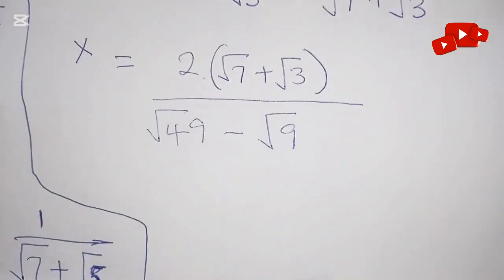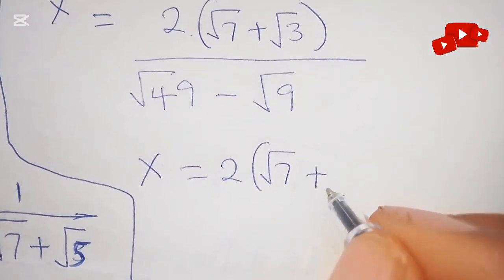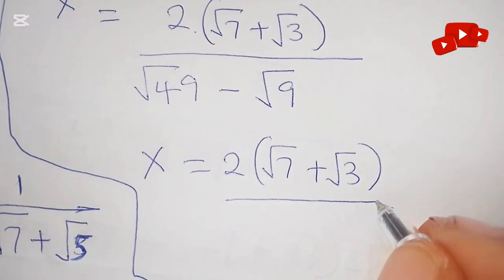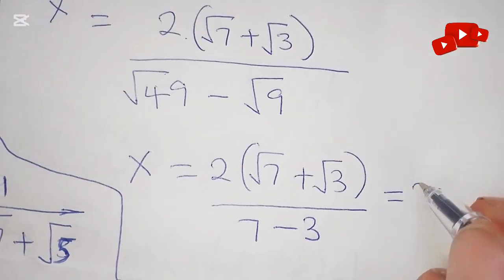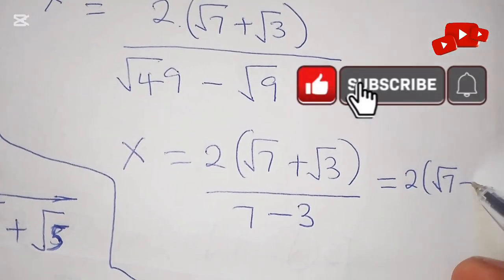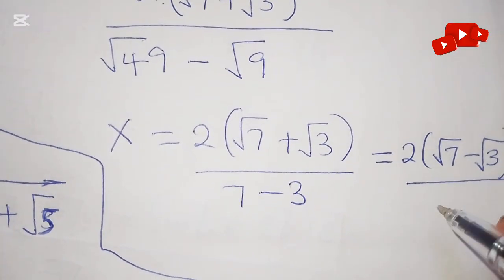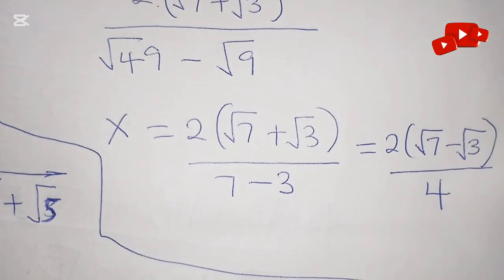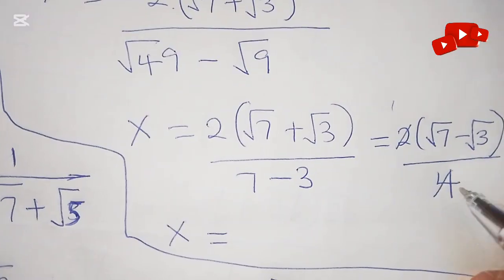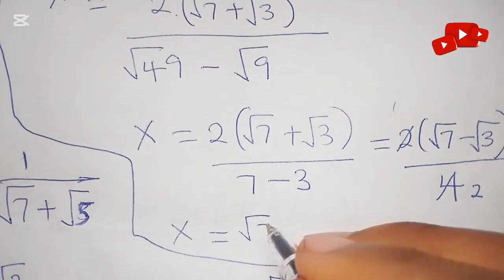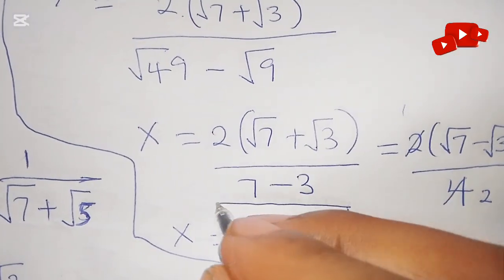This gives us 2 times root 7 plus root 3 all over 7 minus 3. This will give us 2 times root 7 plus root 3 all over 4. And so 2 here, 1, 2 here, 2. x is root 7 plus root 3 all over 2. This is the value for x.